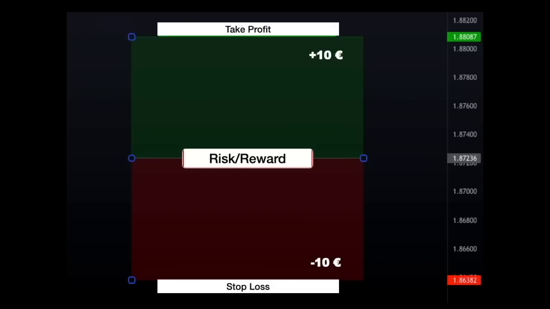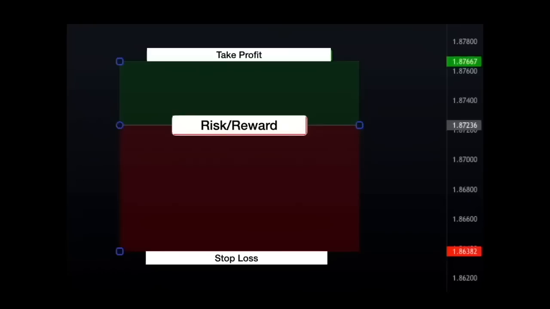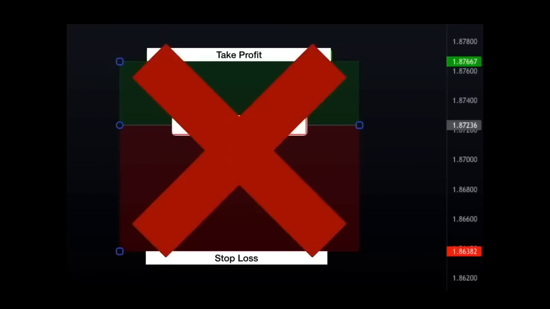A risk-reward ratio of 1 to 1 means that you risk 10 euros to earn 10 euros. The stop loss must never be greater than the take profit, because in the long term it will potentially damage your trading portfolio. We will study the risk-reward ratio in more detail in the risk management section.